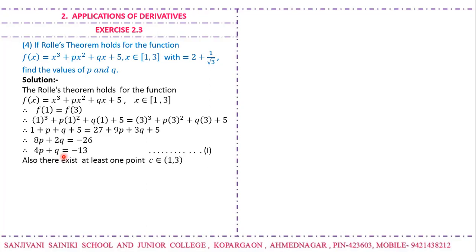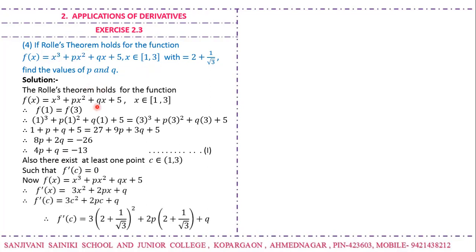Now, there exists c in the open interval (1, 3) such that f dash at c is 0. So we will find the derivative of the given function, and the derivative comes out to be 3x squared plus 2px plus q. We will find the value of this derivative at c. Since Rolle's theorem holds for c equal to 2 plus 1 upon root 3, we put c equal to 2 plus 1 upon root 3 in this derivative and then simplify.